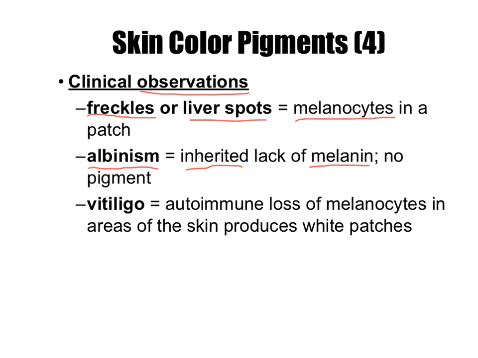And the last one is called vitiligo. That's an autoimmune disorder where your body actually fights against your melanocytes, but not everywhere, just in patches. So you'll see your skin will have patches of white. You'll have regular tan skin in some areas, but then you'll have patches of really, really light skin in other areas. And that is caused by vitiligo, an autoimmune disorder.